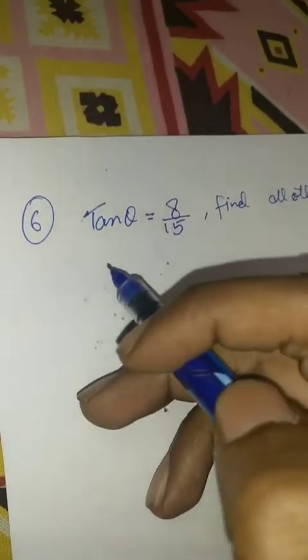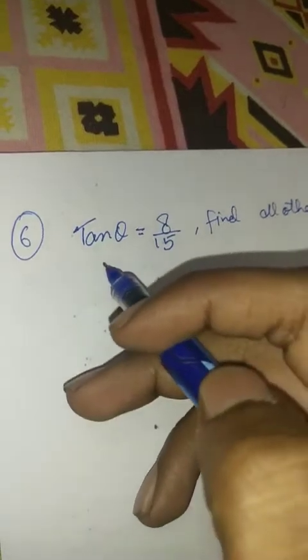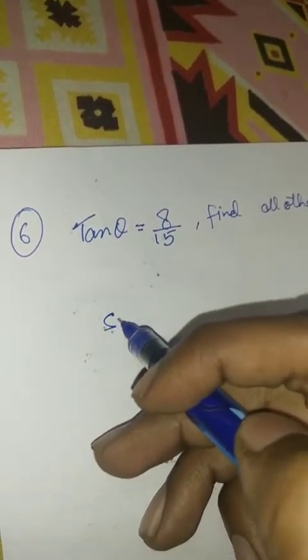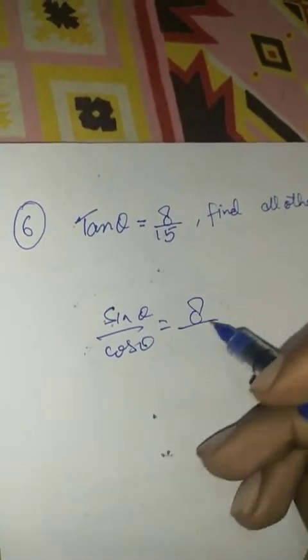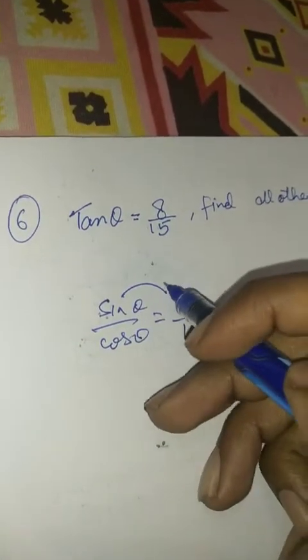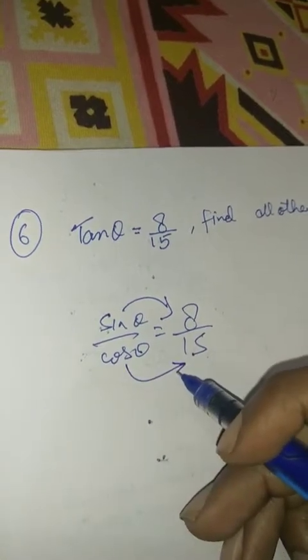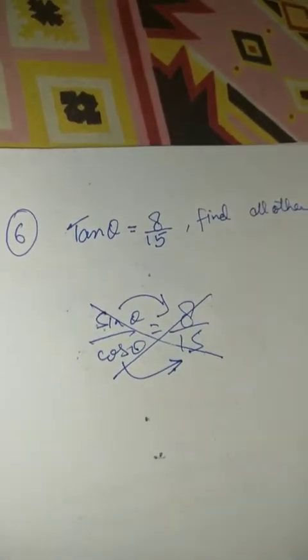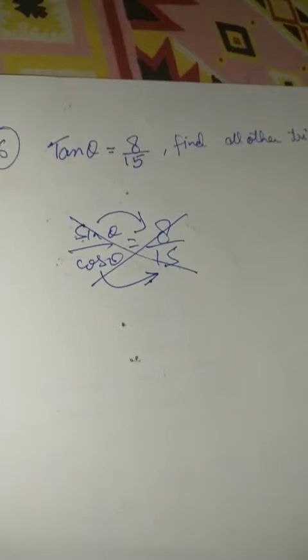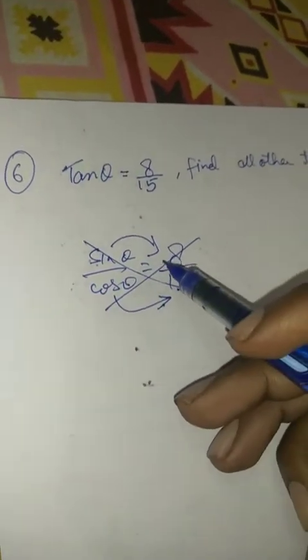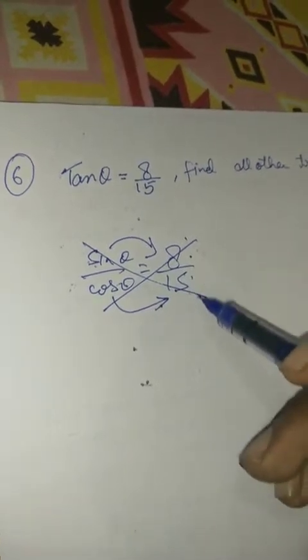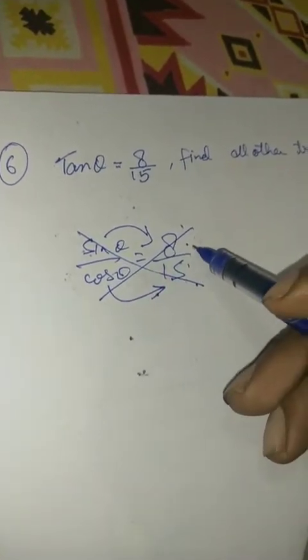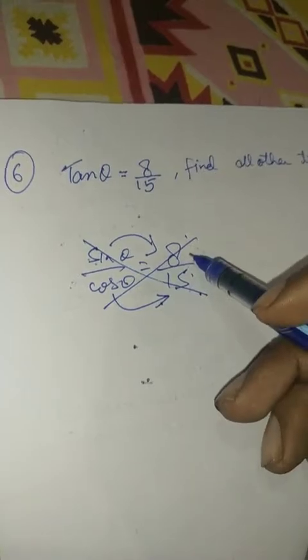Now what most of you are going to do is this: we know tan theta is equal to sine theta upon cos theta, and the value is given to us as 8 upon 15. So sine theta will become the numerator and cos theta will become the denominator. No, never ever do this. Why? Because in both of them we have perpendicular upon hypotenuse and base upon hypotenuse, so the hypotenuse gets cancelled out. You don't know what the hypotenuse will be. That is why we will have to use a triangle to calculate.